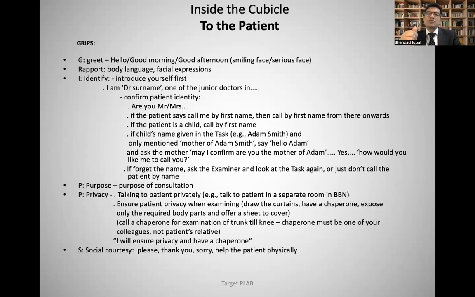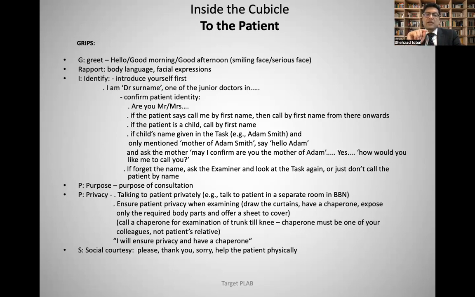And remember, for example, the patient says, it's okay, doctor, my mother is here. You carry on with your examination. Is that acceptable? No. Patient's relative is not a chaperone. Thank you, Mrs. Smith, but I think it would be better if I could ask one of my nurse colleagues to be here as a chaperone. So a chaperone is a colleague of you, not a patient's relative.